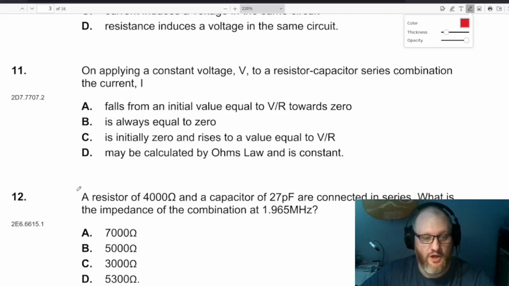We are up to question 11, which reads: on applying a constant voltage V to a resistor-capacitor series combination, the current I, A, falls from an initial value equal to V over R towards 0, B is always equal to 0, C is initially 0 and rises to a value equal to V over R, or D may be calculated by Ohm's law and is constant. Well, all we know is we've got this resistor-capacitor series combination, but we can actually just draw out a circuit and analyse what it does.